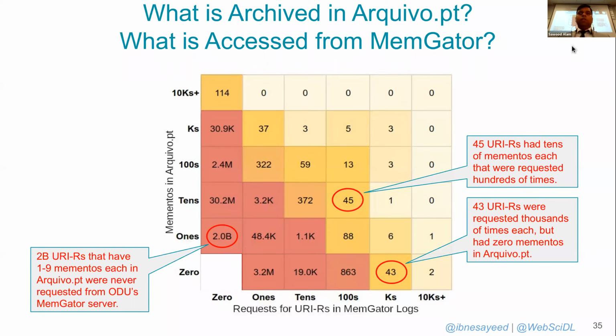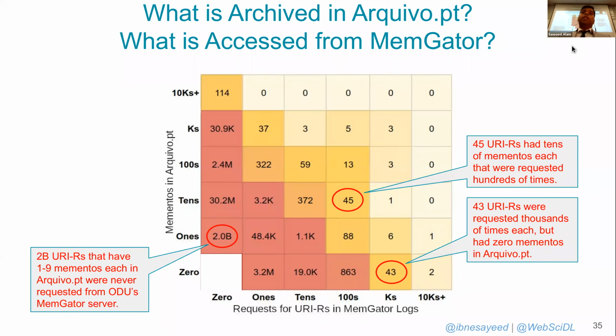So the first column here basically represents the number of requests in MemGator, that is the x-axis, and the y-axis is the number of mementos in Arquivo.pt. So in the first column, we have 2 billion. What that means is there are 2 billion URIs that have about 1 to 9 mementos each, but they were never, ever requested. The bottom row means that 43 URIs were requested thousands of times, but they have 0 mementos.